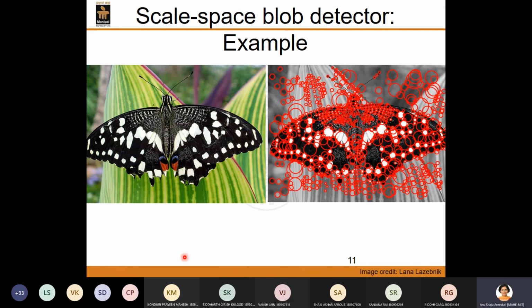This is just an example of how one particular image can have different sizes of blobs. In this case, it is the patterns which are present in the wings of a butterfly. You'll see that accordingly there are certain blobs of different sizes here too.